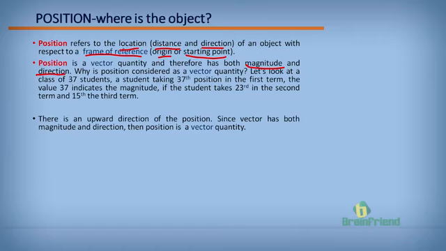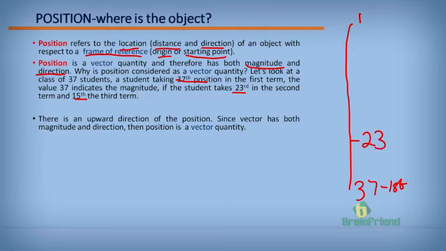Now you may be wondering how someone's position actually has a direction. Let's take an instance. A class of 37 students, with a student taking 37th position in the first term and then taking 23rd in the second term and 15th in the third term. We can use a line to illustrate this. We have a class of 37 and then number 1 is the highest position we can get in a class. First time he took this position. And then later on he progressed to take the 23rd position in the class. And finally in the third term he came 15th.